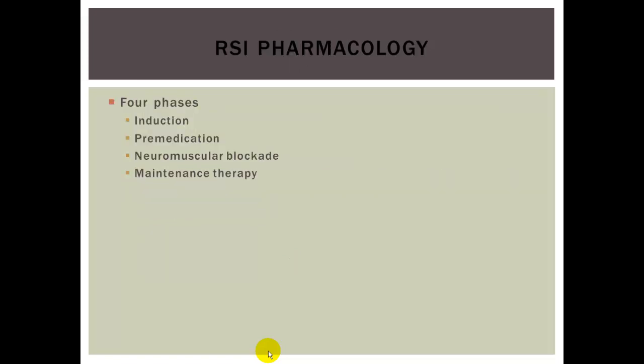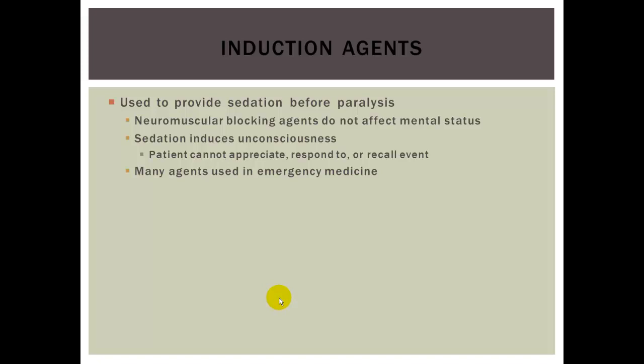RSI pharmacology. Four phases we're going to talk about here. We're going to talk about premedication, induction, neuromuscular blockade, and then maintenance therapy. Induction agents are used to provide sedation before paralysis. Neuromuscular blocking agents do not affect mental status. So the drugs do exactly what we're asking them to do.